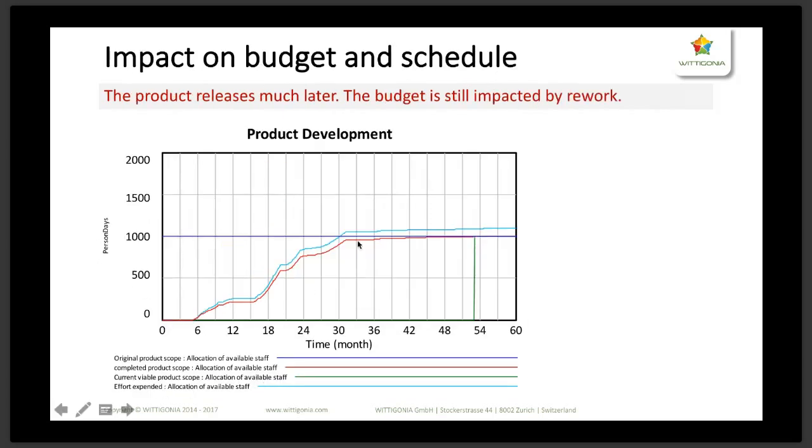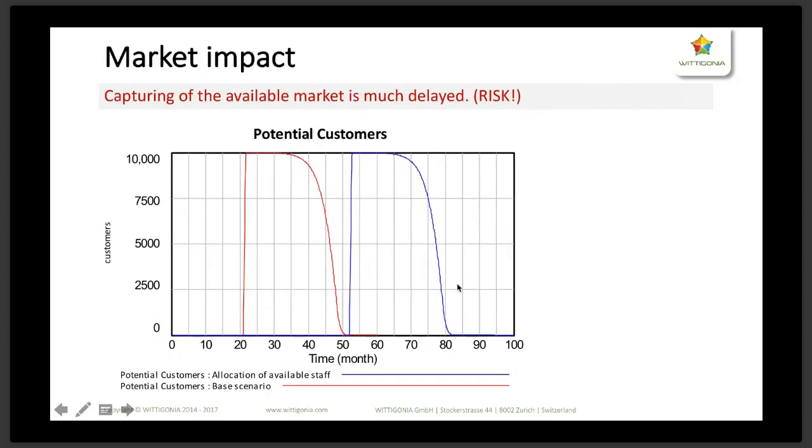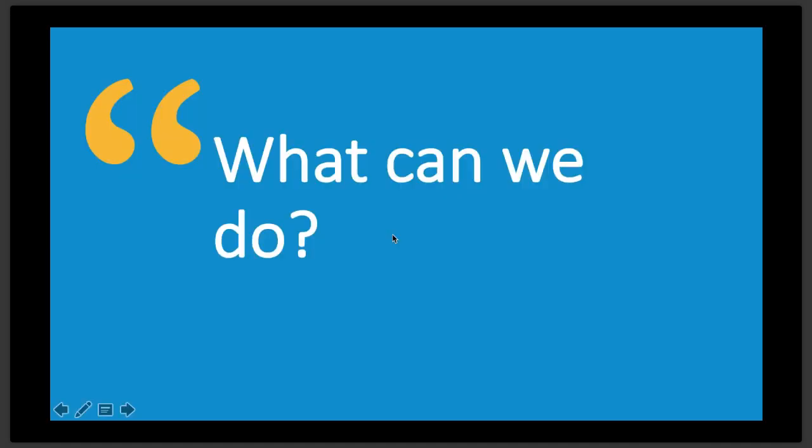Now, again, what is happening here on the product release side, we have accomplished our scope here of 1,000 person days, and we have slightly run over budget, and our product is releasing here fairly late. And what that means in terms of the market and capturing the available market, I'm showing here the picture from a simulation. This is the original run, the base scenario, and here you can see a much accentuated delay in capturing the customer. So this is a key scenario.